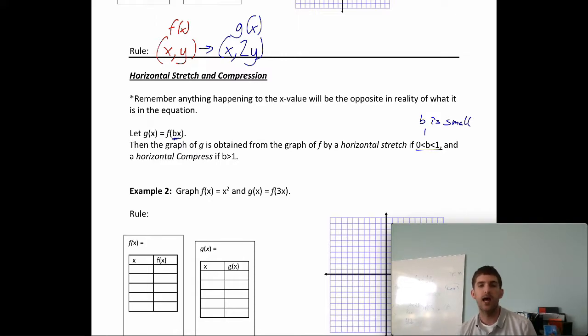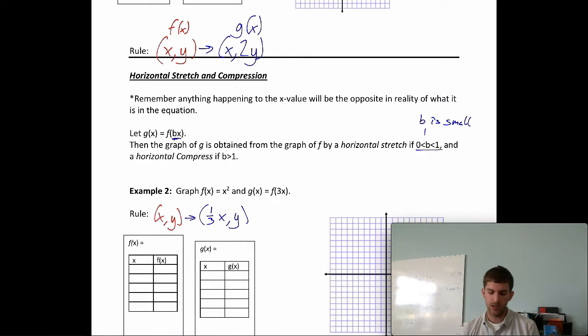Starting off here, we got f of x equals x squared, so the same parabola that we were dealing with earlier, and g of x equals f of 3x. So our rule, and I'm going to do f of x in red again, is that x comma y is going to transform into function g, and since we're dealing with horizontal, the x coordinates are going to be 1/3 of what they used to be. So it's the opposite of what's being done.